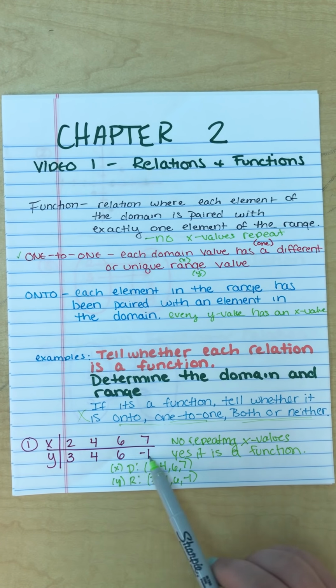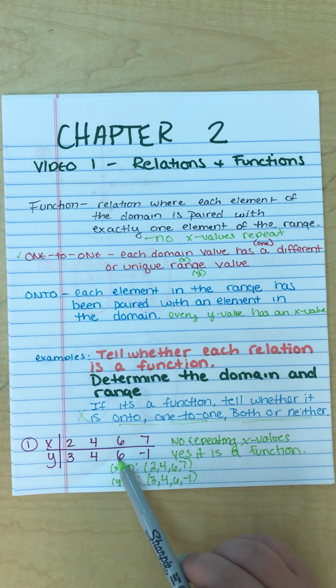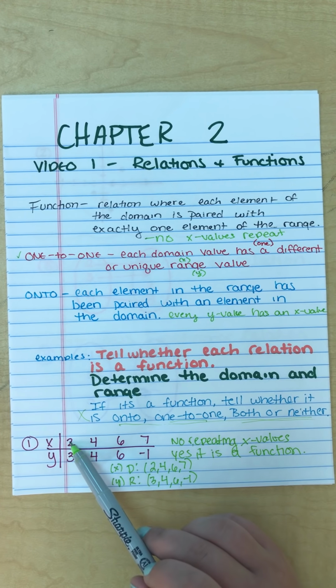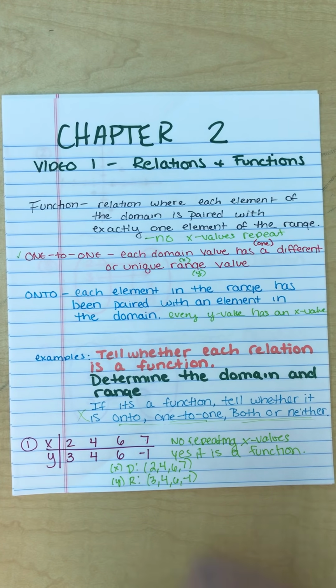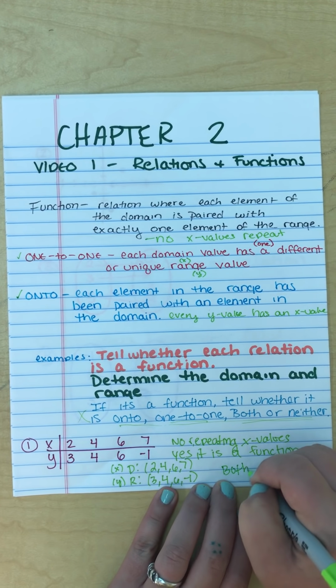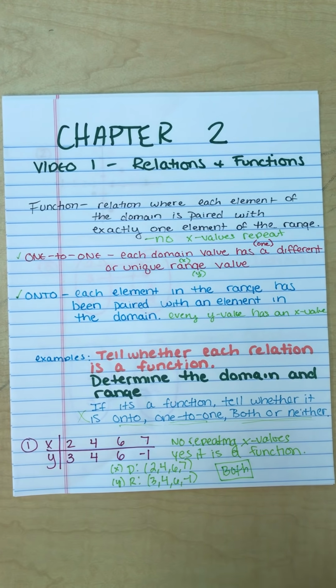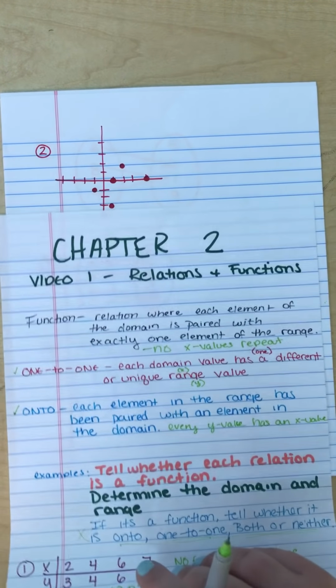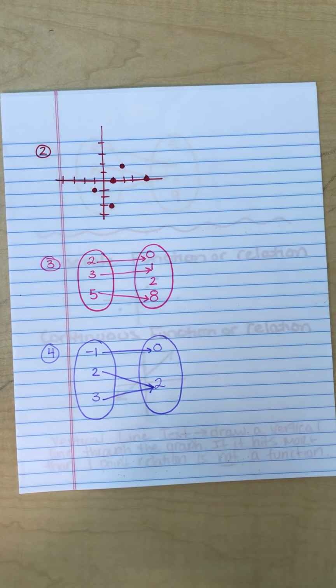Onto means that every y value has an x value associated with it. So 3 with -2, 4 with 4, and so on and so forth. So that means it is onto as well. So this is both onto and one-to-one. All right, let's look at another example here.